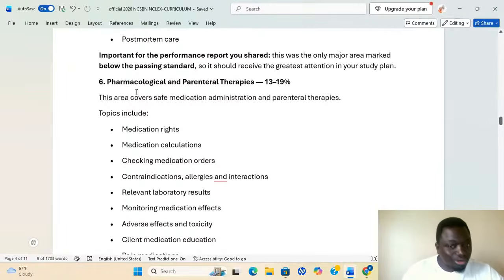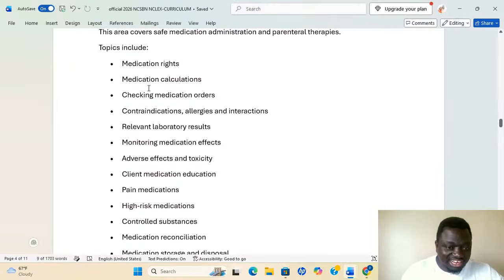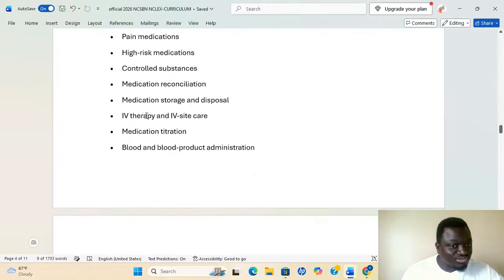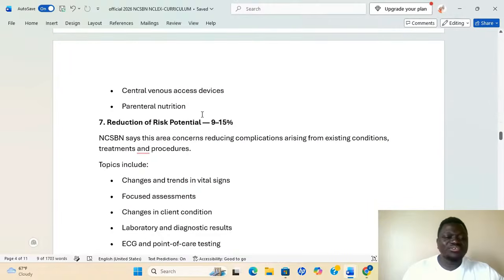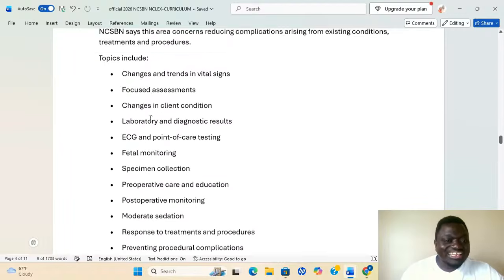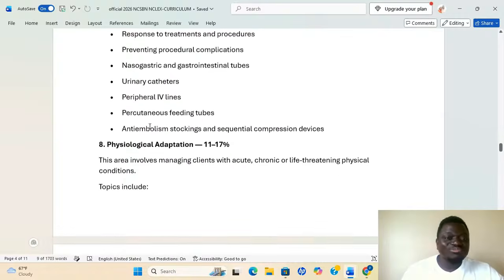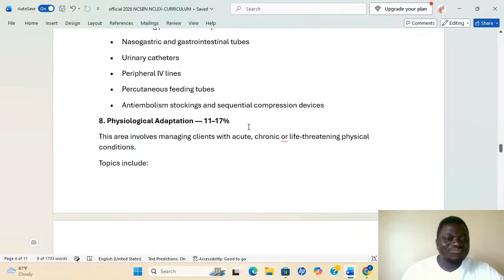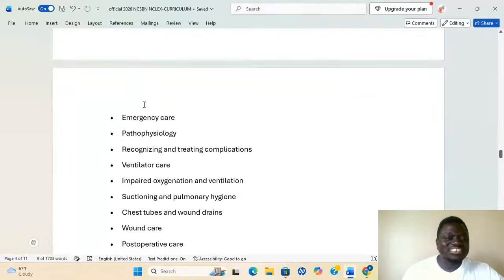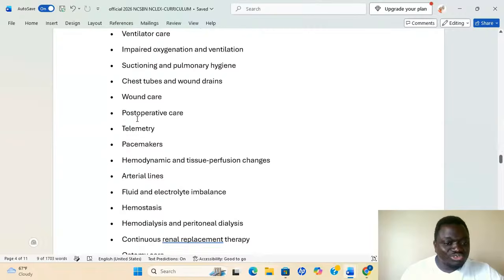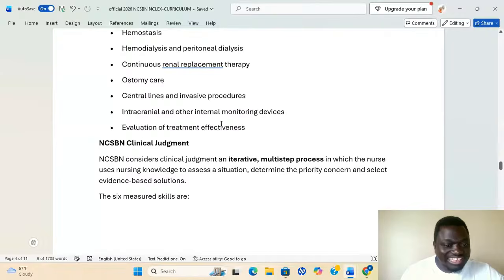Okay. Pharmacology. These are the areas you should know before you enter the NCLEX room. Reduction of risk potential, and physiological adaptation. These are the topics you should know before you enter.